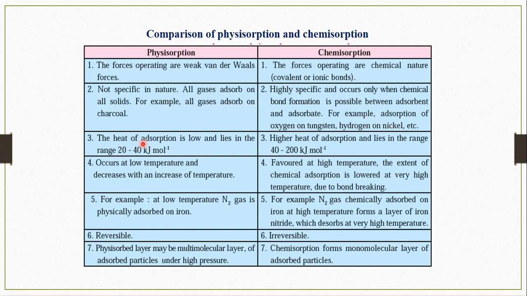So next is physical adsorption, that is, the heat of adsorption is low, lying in the range of 20 to 40 kilojoule per mole. If we decrease the heat, it will affect the physical adsorption. For chemical adsorption, the heat of adsorption is higher, and if we increase the temperature, chemical adsorption will also increase. Physical adsorption occurs at low temperature and decreases with an increase in temperature.